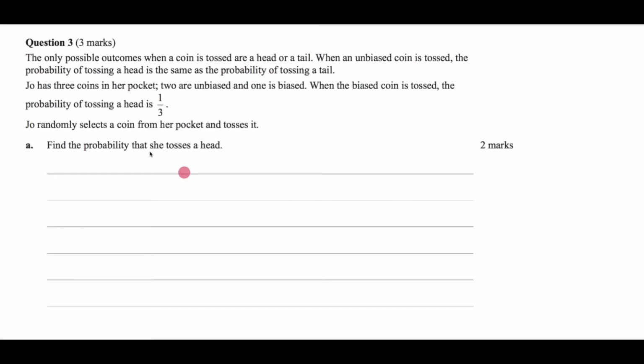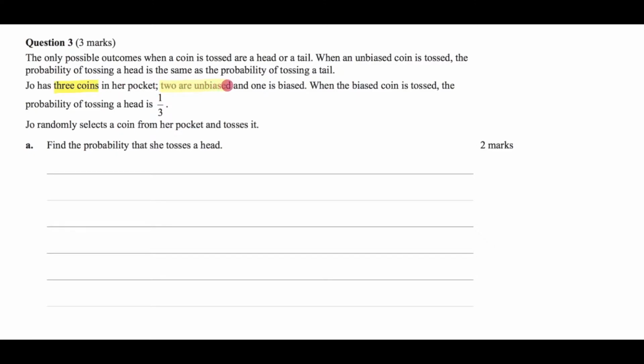We are working through question 3. Let's begin by giving it a read. It says, the only possible outcomes when a coin is tossed are a head or a tail. When an unbiased coin is tossed, the probability of tossing a head is the same as the probability of tossing a tail. Joe has 3 coins in her pocket.